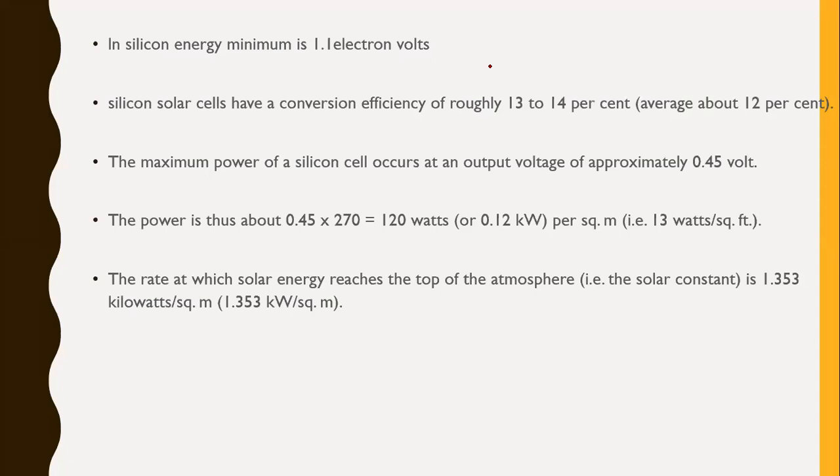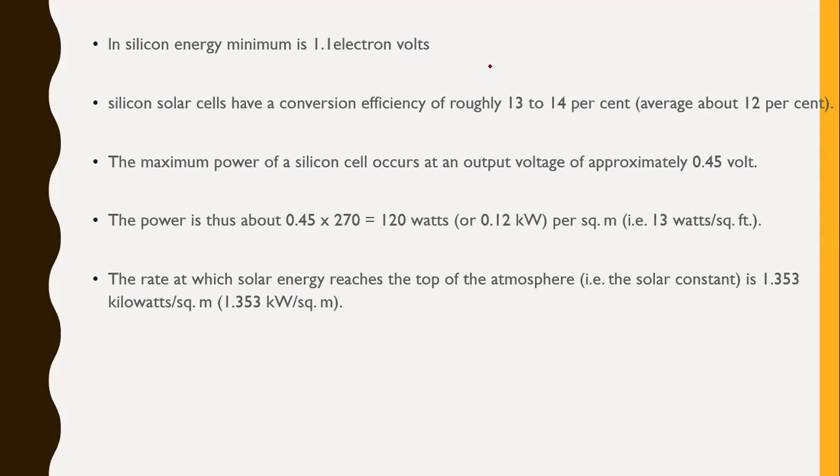and most silicon solar cells have a conversion efficiency of roughly 13 to 14%. Actually, strictly speaking, we can say only 12%, not 13 to 14 also. We can go up to only 12%. But there is a possibility to make cells with efficiencies of 18% also. And this level of 18% we can attain in commercial cells only.